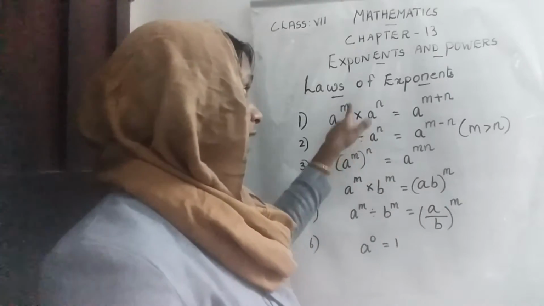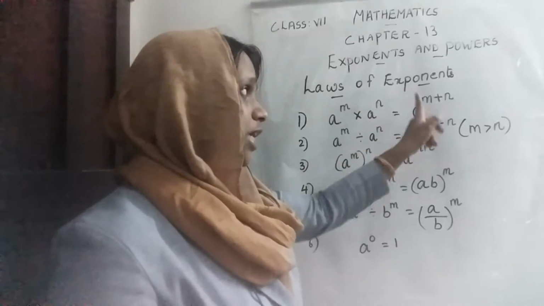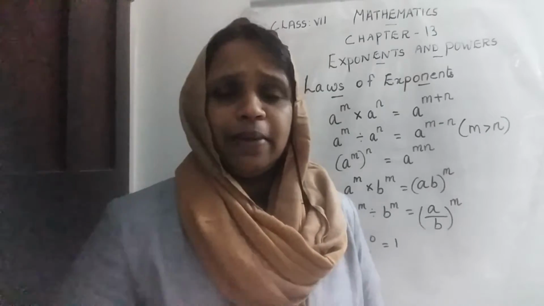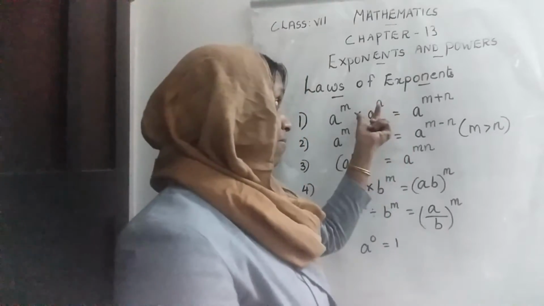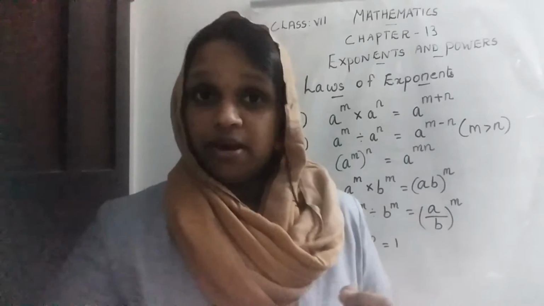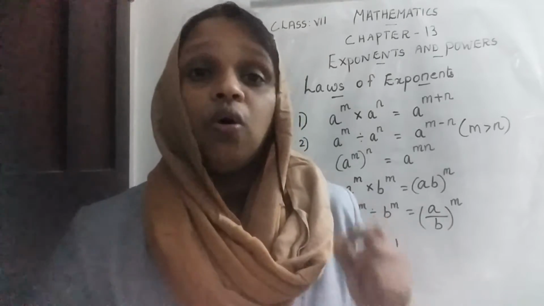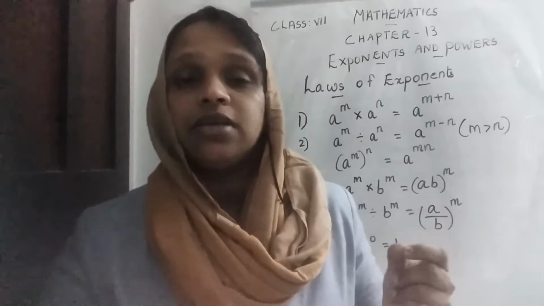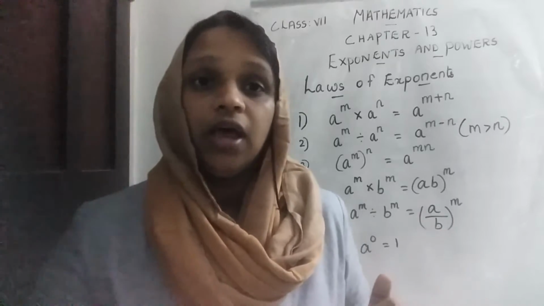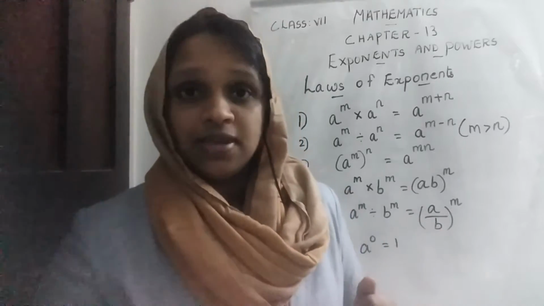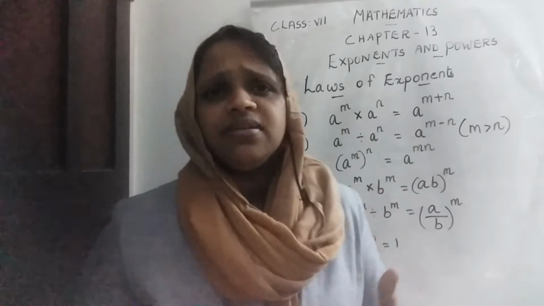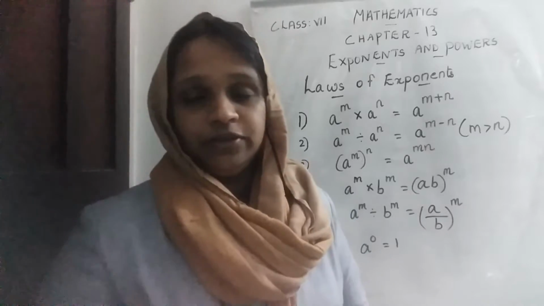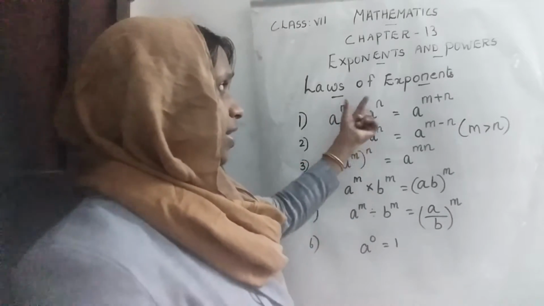The first law: a raised to m into a raised to n equals a raised to m plus n. What is this a? What are m and n? The m and n are whole numbers. What is meant by whole numbers? 0 and counting numbers are called whole numbers, that means 0, 1, 2, 3, etc. And a means any non-zero integer.